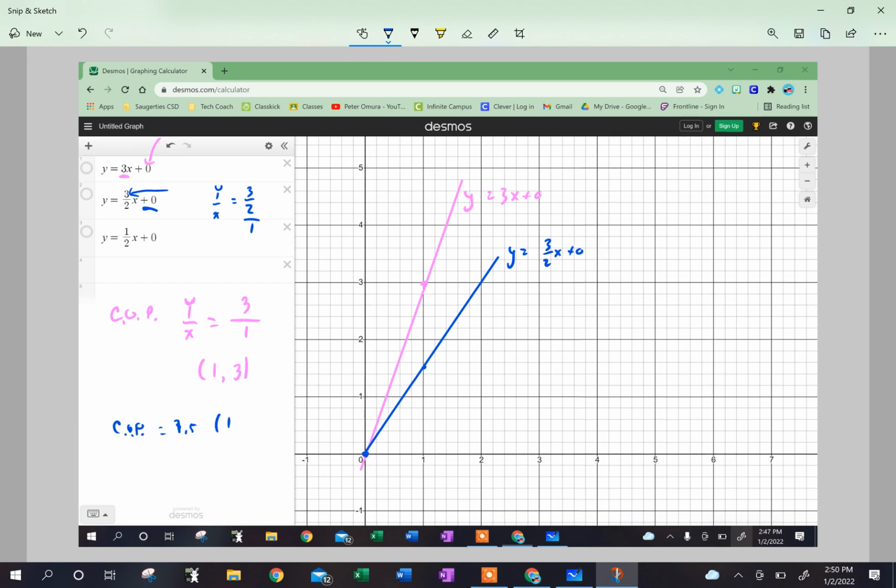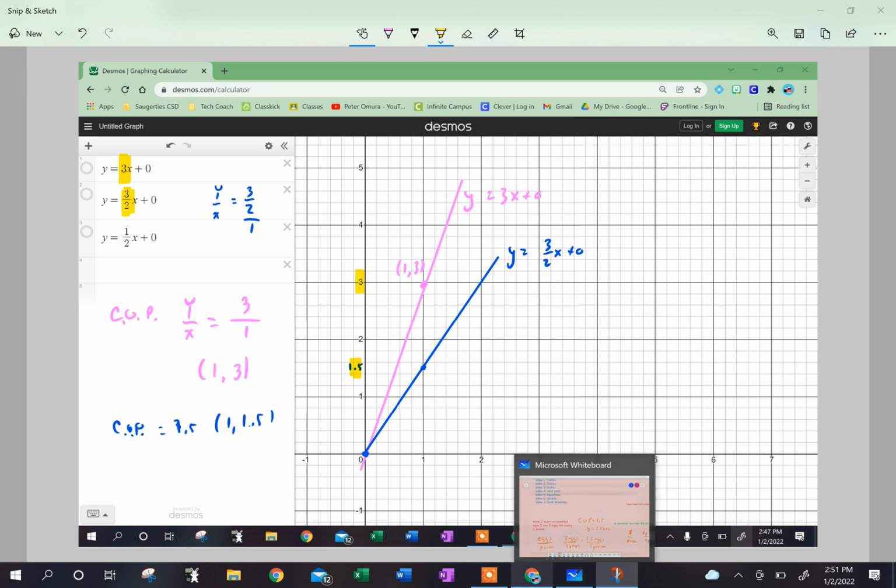And my unit rate is 1, 1.5, because when x is 1, y is 1.5. And I want to point out that here, when x was 1, y was 3. The reason why I keep bringing this up is because our constant of proportionality, which is right here, is the coefficient of x, and it keeps popping up again and again. Now let's take a look at the last one.